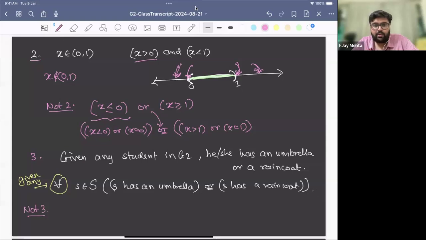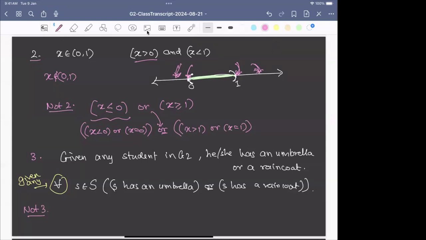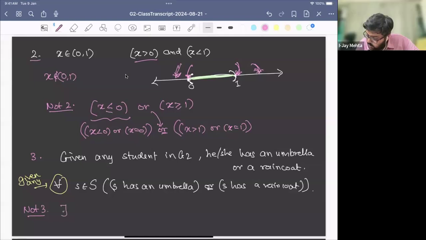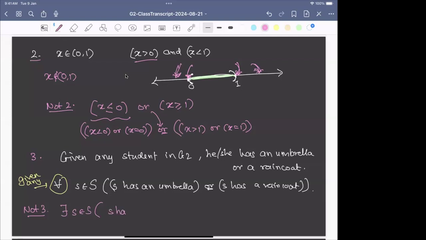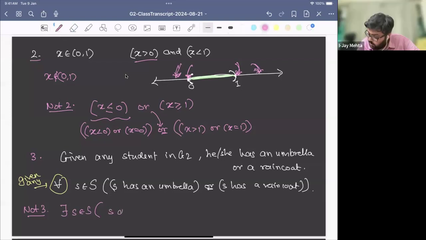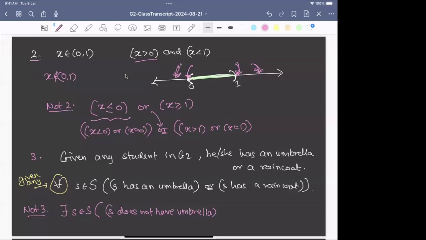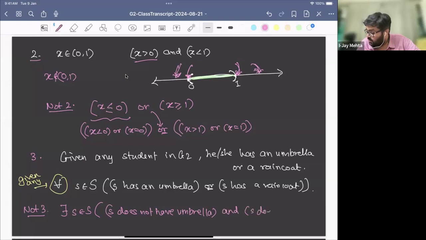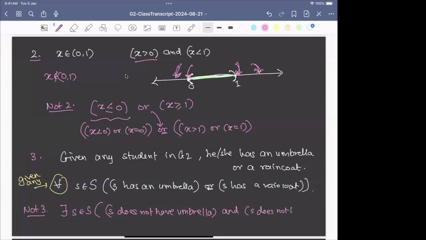There exists some s belonging to capital S, such that s does not have an umbrella and s does not have a raincoat. Either s does not have an umbrella, or s does not have a raincoat.